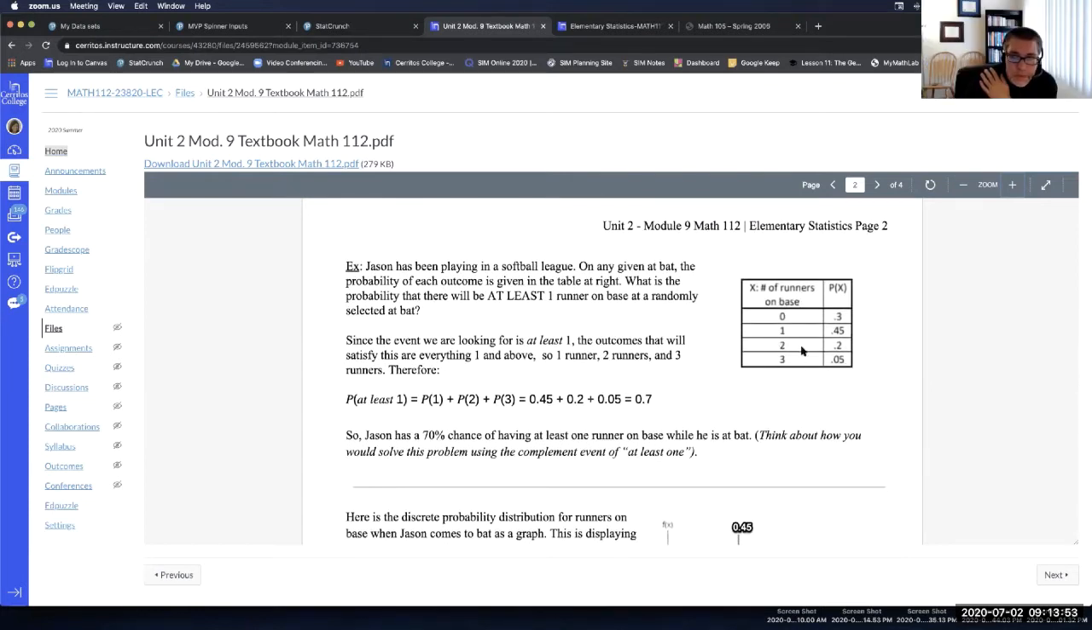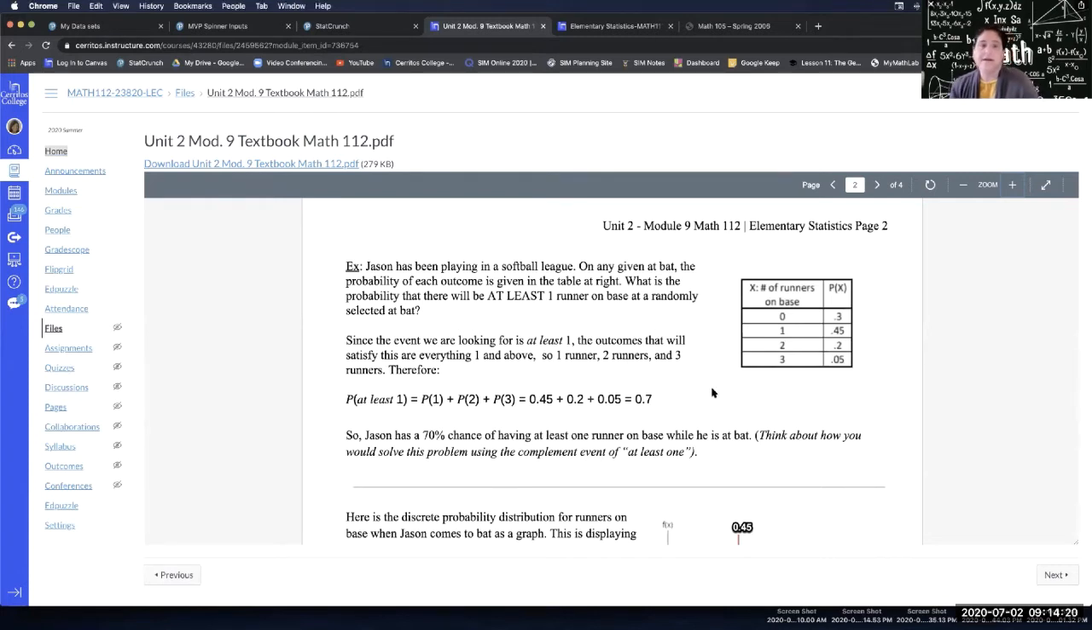You participate. What's the maximum number of runners on base for Jason? 3. What's my minimum? 0. What's my range? 0 to 3. Remember, the range is always the max minus the min. That hasn't changed. So my range is 3, and the range rule of thumb to estimate standard deviation is just to divide that by 4. So the standard deviation would be 0.75.